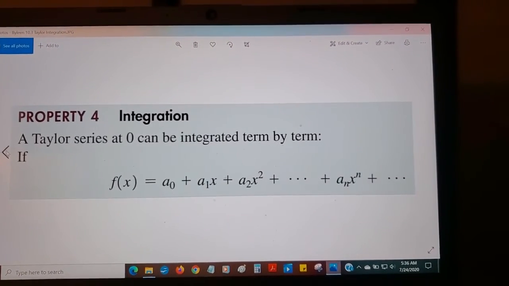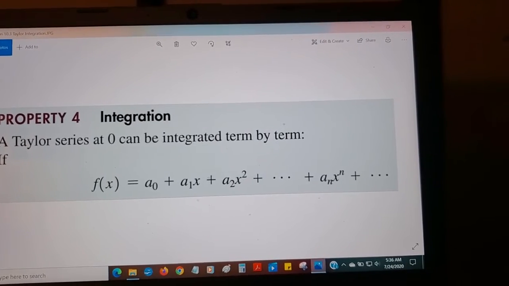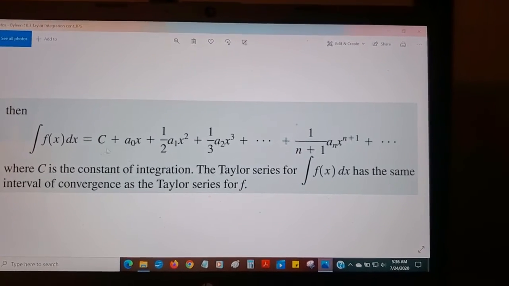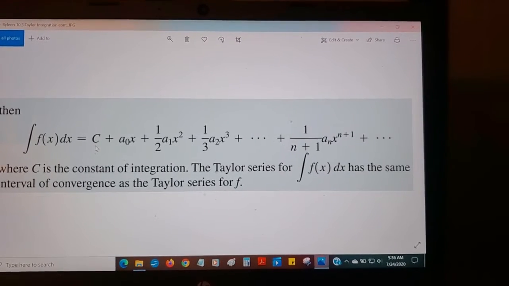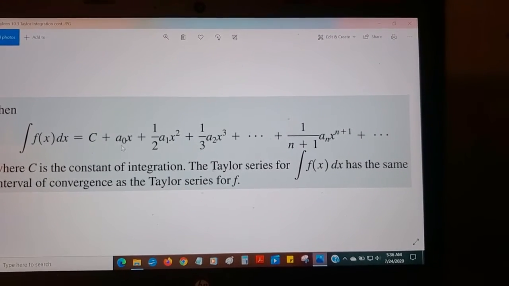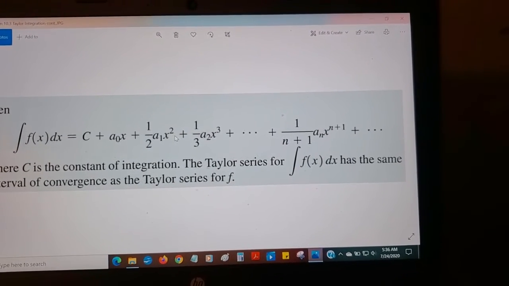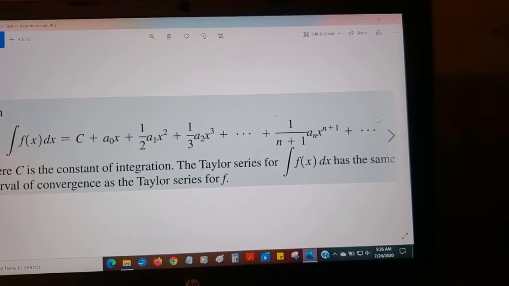Similarly, when we integrate a Taylor series, if this is our Taylor series, and this is a standard form for a Taylor series, we just integrate term by term. So we have to add a plus c because we didn't have one before. The a naught became a naught x, the a1x became 1 half a1x squared, and so on and so forth. In other words, we're doing it term by term by term.